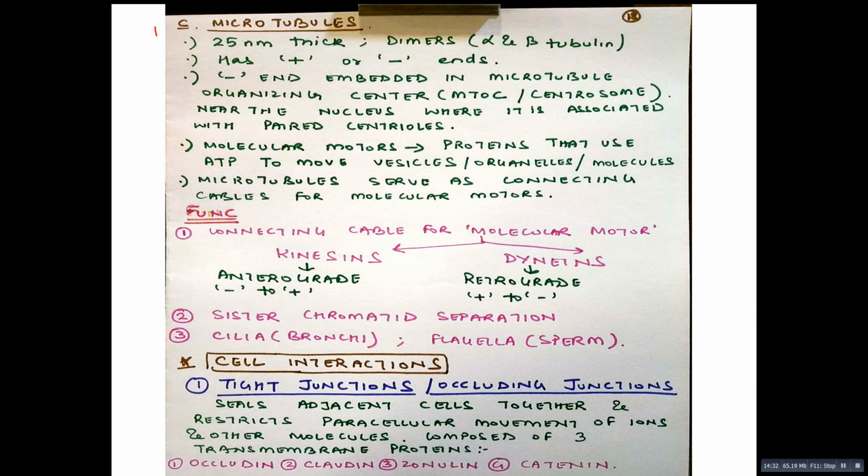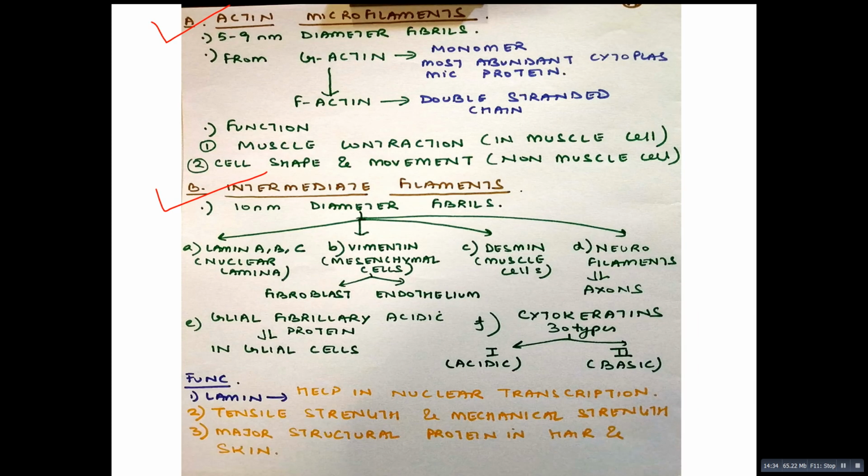Now actin microfilaments are 5 to 9 nanometer diameter fibrils. They are usually in the form of G-actin. G-actin is a monomer, and it is also the most abundant cytoplasmic protein. Now this G-actin combines to form F-actin. This F-actin is actually a double-stranded chain. MCQs very commonly come in this section, and it is very important that you know that G-actin is a monomer, whereas F-actin is a double-stranded chain.